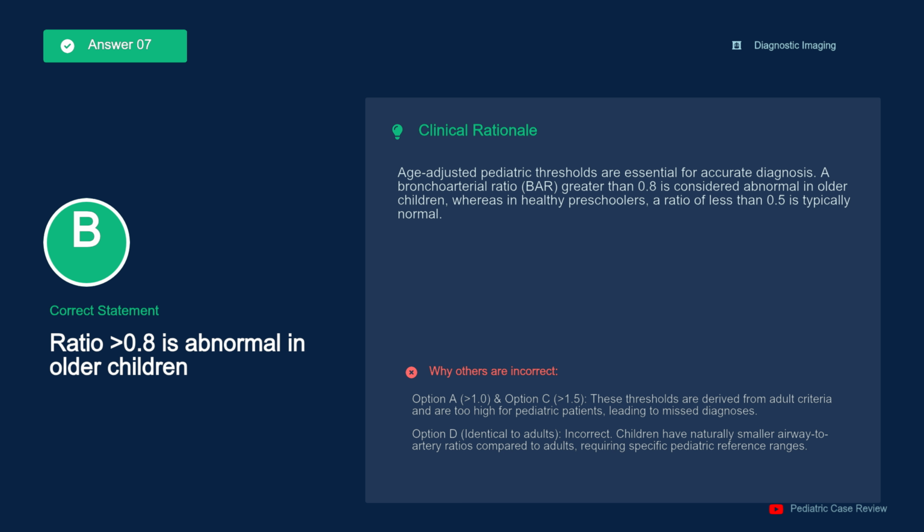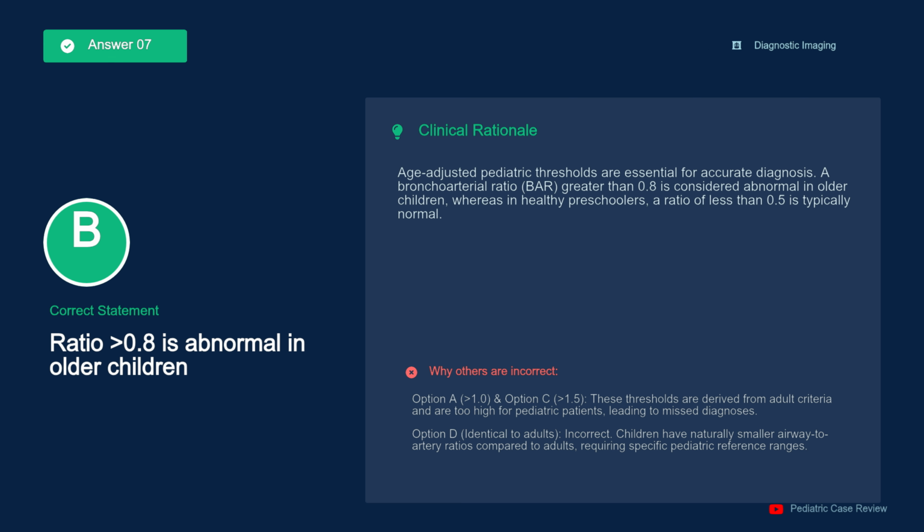The correct answer is B. Ratio greater than 0.8 is abnormal in older children. Age-adjusted pediatric thresholds are essential for accurate bronchiectasis diagnosis. In preschool children, normal bronchoarterial ratio is typically less than 0.5. In older children and adolescents, the upper limit of normal is approximately 0.8, significantly lower than the adult threshold of 1.0 to 1.5. Options A, C, and D reflect adult criteria or incorrect values.